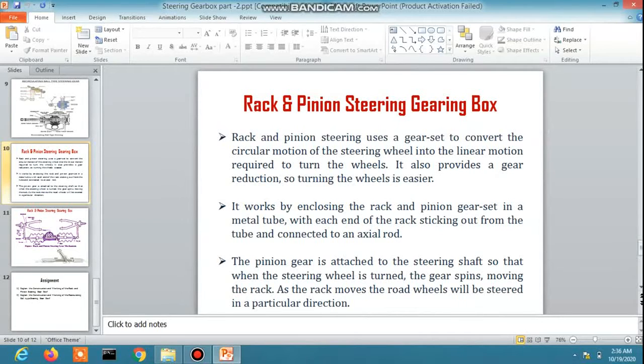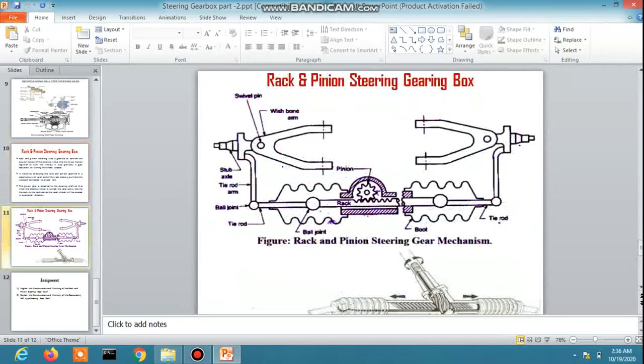Now this is the most popular steering gearbox nowadays. We see it in many light cars and some trucks. So this is the most simple gearbox system. This is the rack and pinion steering gearbox.